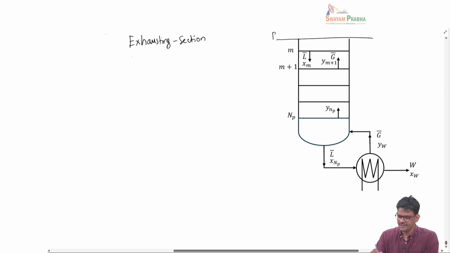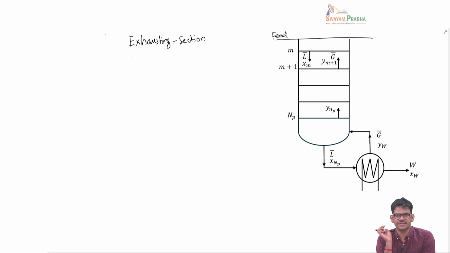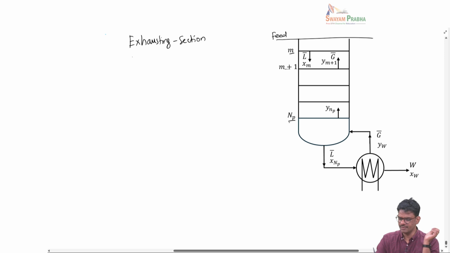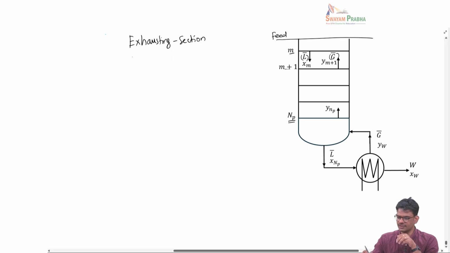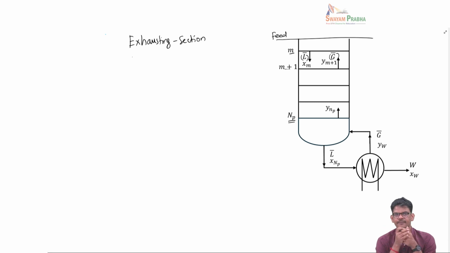So, you have to think about the feed being just above this mth tray, and from below we are looking at this section called the exhausting section, and we are going to do the material balance here. You can see that these plates are now numbered as m, m plus 1, and all the way up to Np. Np is the total number of trays, and since I mentioned that the flow rates are different in the exhausting section, we associate this overbar for the variables L and G to denote the liquid and vapor flow rates in the exhausting section, L bar and G bar.